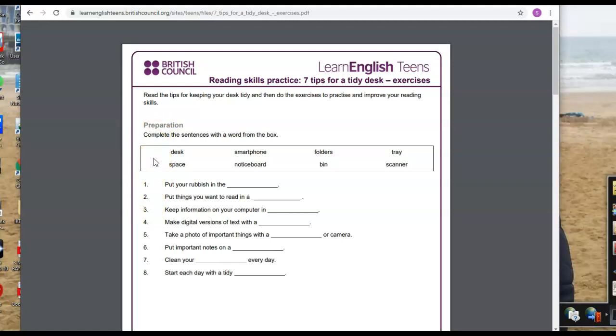So it says here, put your rubbish in the... So do we want to put our rubbish in the desk? Doesn't make sense, does it? So which one is it? Yes, you're right. It's bin. So put your rubbish in the bin. So the first thing they want you to do is complete the sentences.